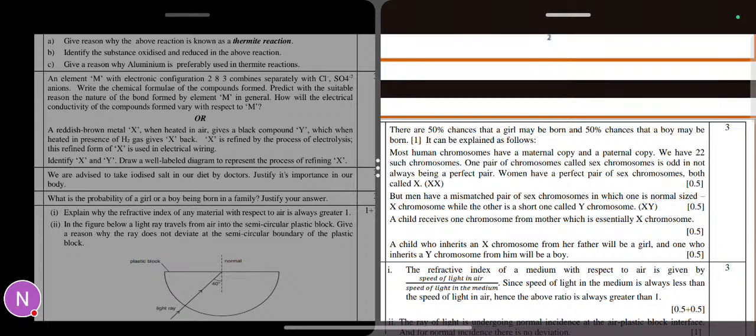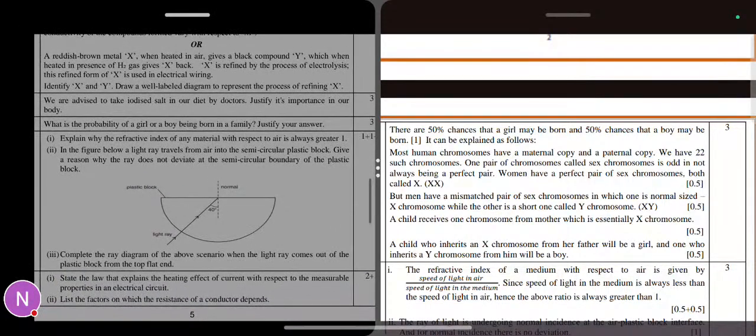A child receives one chromosome from the mother which is essentially an X chromosome. A child who inherits an X chromosome from the father will be a girl, and one who receives a Y chromosome from him will be a boy.